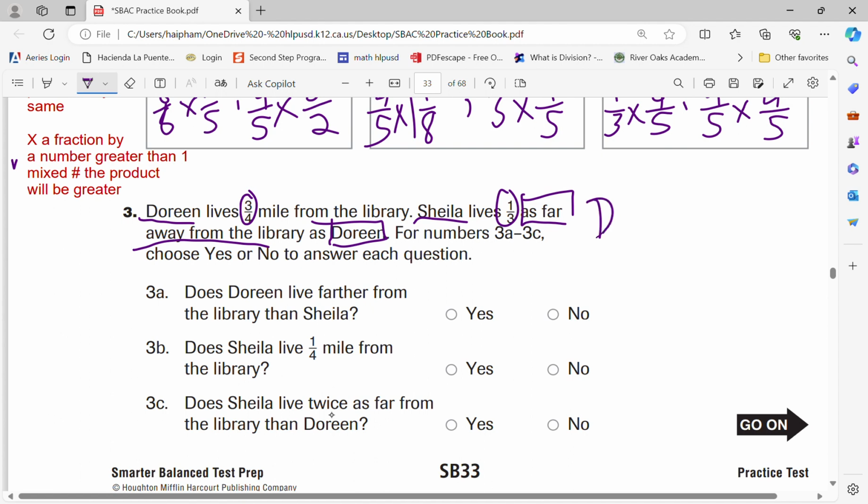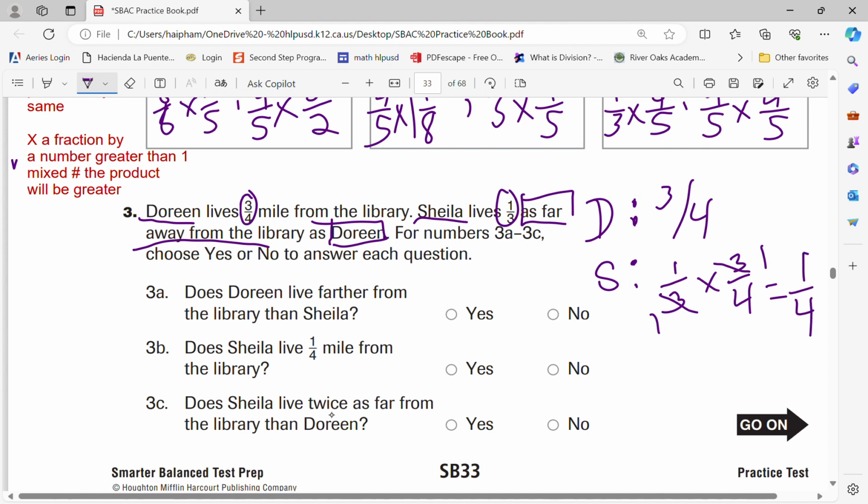Now we know Doreen lives 3/4 miles away, and Sheila would be 1/3 of that. So we have 1/3 of 3/4. To determine the distance where Sheila lives from the library, we need to multiply here. Notice that we have 3's right across, so let's cross cancel there. And multiply across, that would be 1 over 4. So Doreen lives 3/4 miles away. Sheila lives 1/4 miles away.